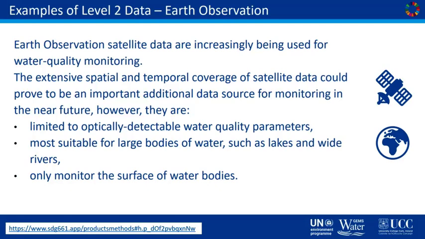It's also important to mention that SDG Indicator 6.6.1 on freshwater ecosystem extent currently uses a satellite-based Earth observation method to provide a global data set on water quality. This can be used by countries if they choose to do so as part of their 6.3.2 Level 2 submission. There is a link at the bottom of this slide for further information.